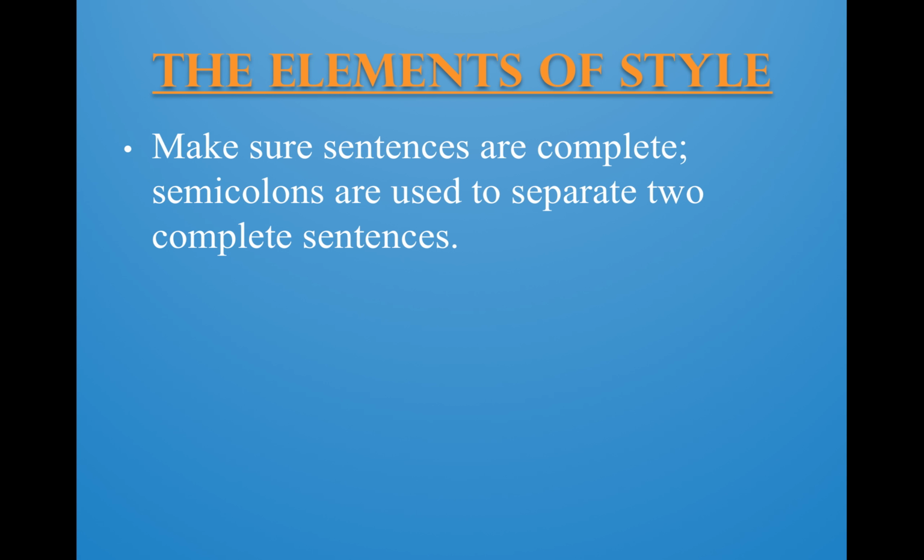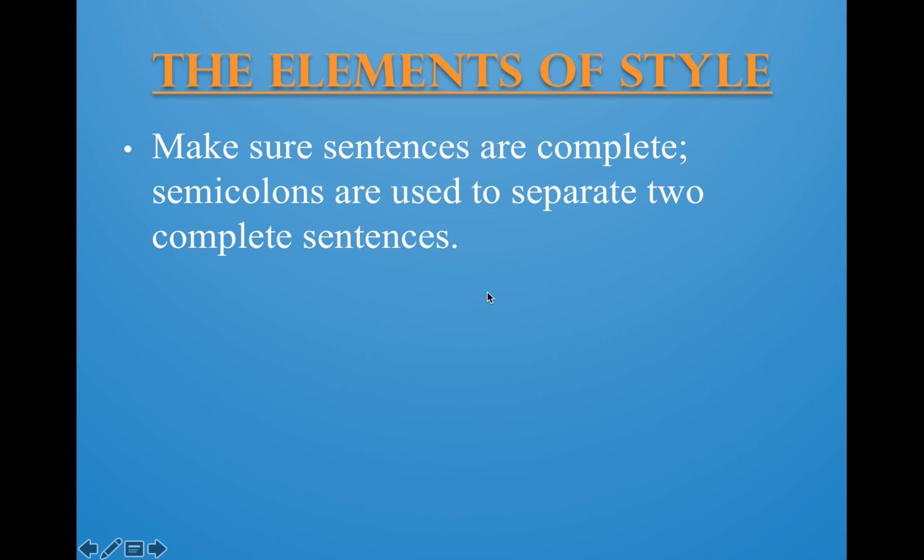One of the things that I see misused a lot are semicolons, and this confuses people. And I think it's not their fault because a lot of times Microsoft Word suggests adding a semicolon when you really don't need a semicolon. So if you're going to use a semicolon, whatever you've written to the left of the semicolon needs to be a complete sentence. And whatever you've written to the right of the semicolon needs to be a complete sentence. So if you look here, make sure sentences are complete. I can put a period there. Semicolons are used to separate two complete sentences.